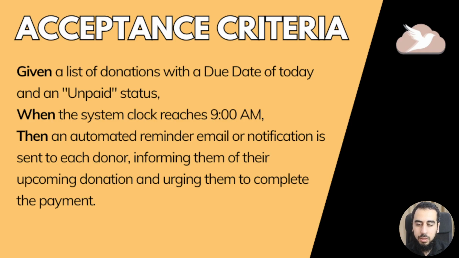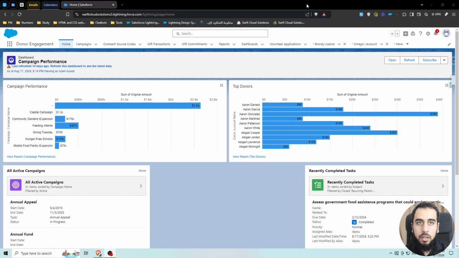The acceptance criteria is that, given a list of donations with the due date of today and the status is unpaid, at 9 a.m. every day, send that reminder out. Let's see how we can do that.